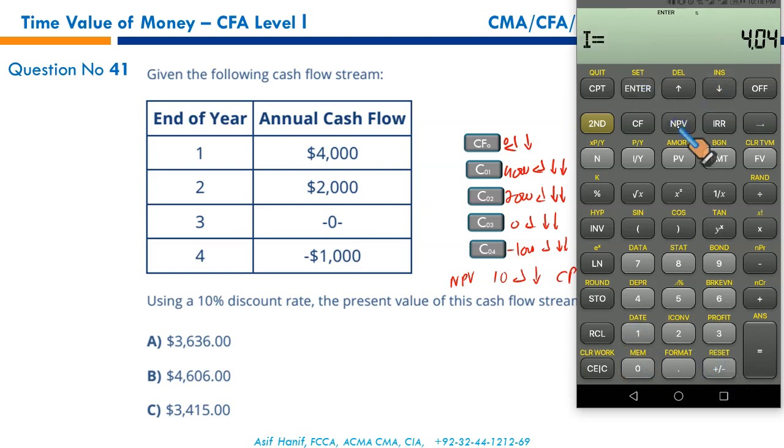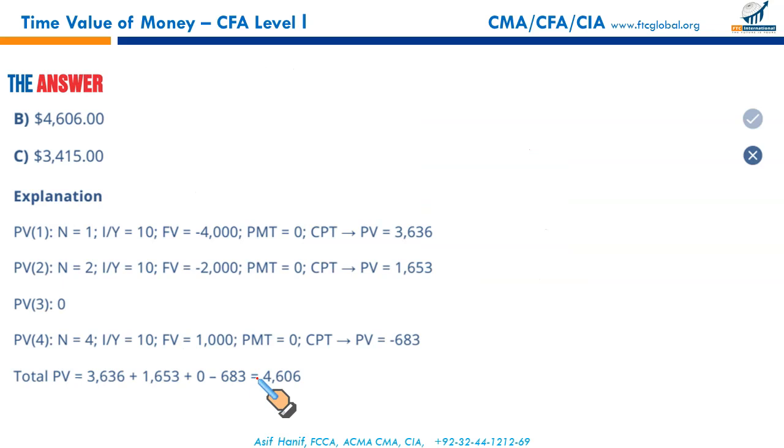Calculate the NPV, the system will require the interest rate. I thought I cleared the table. Let's see, 10, enter. Okay, compute. It gives you 4,606. This is the present value of this cash flow stream from year 1 to year 4. So that makes B the correct option. And as you can see, B it is.